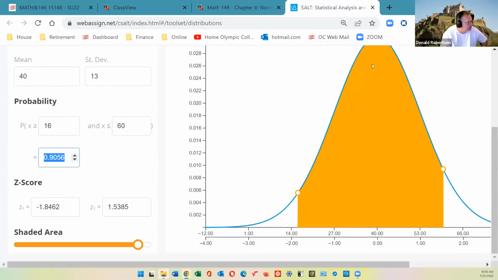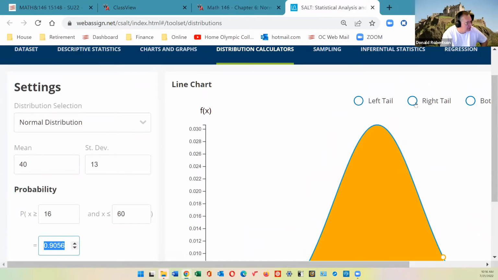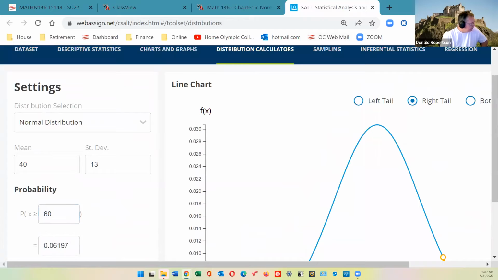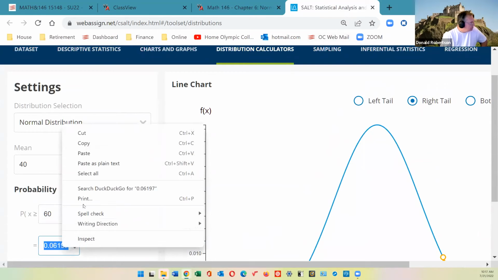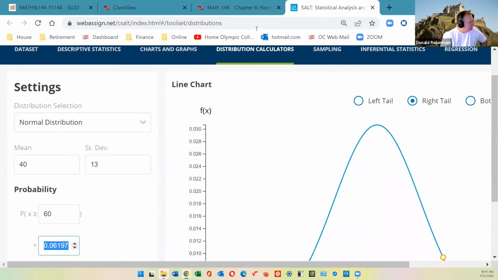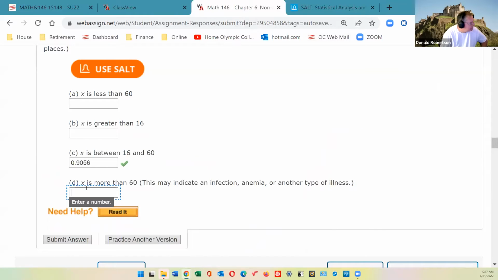So greater than 60 is quite high. So copy that and paste it into 4 decimal places. That gets rounded up, so 20 should be the answer. Let's submit it.